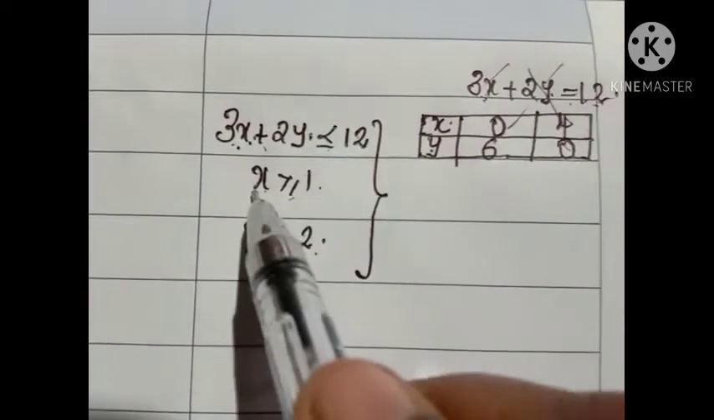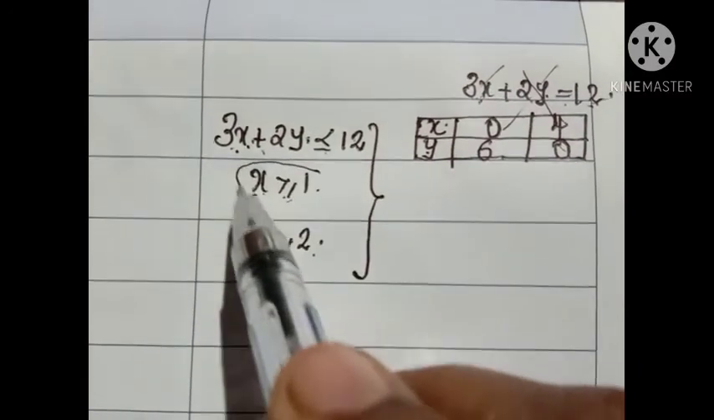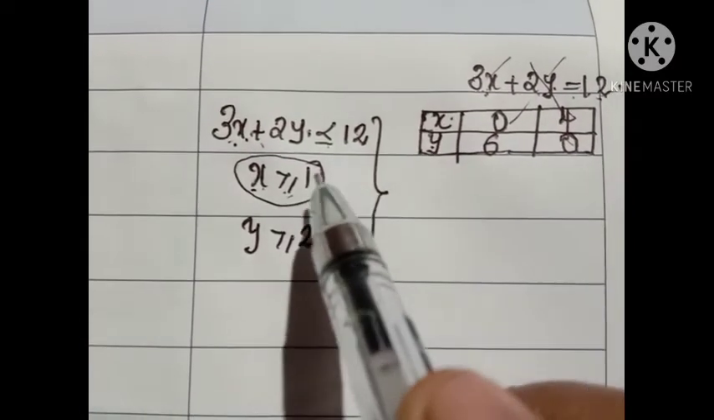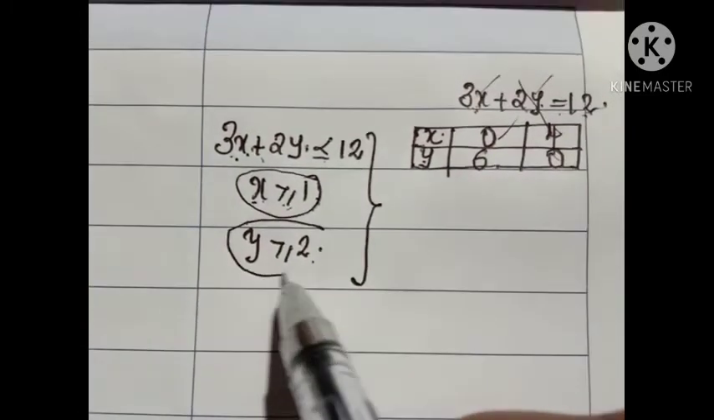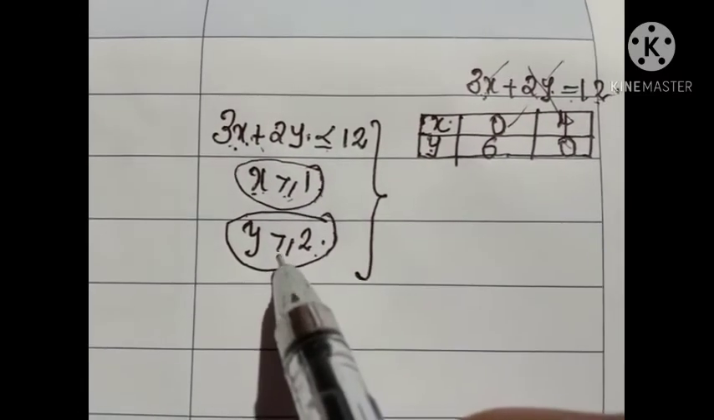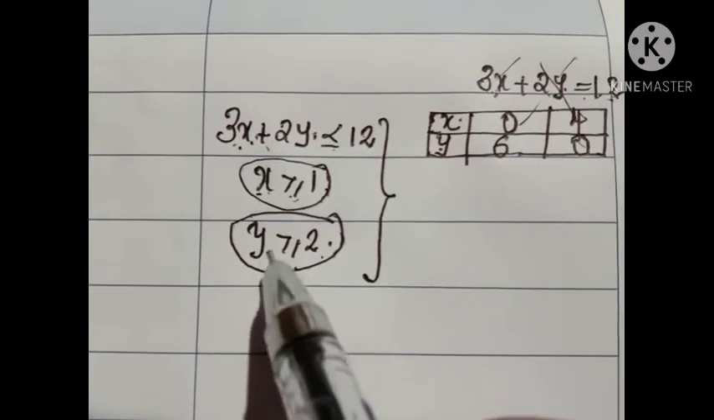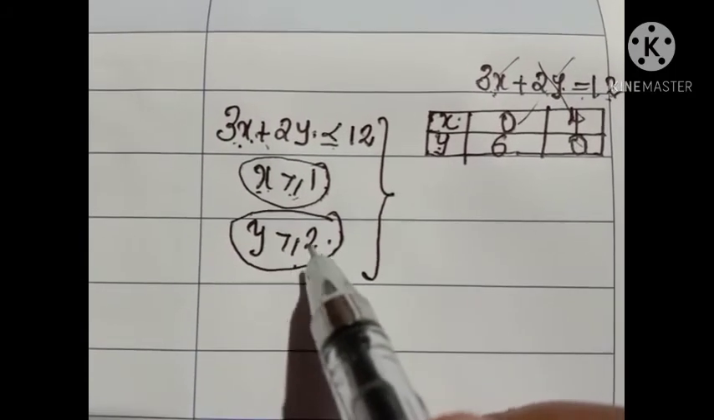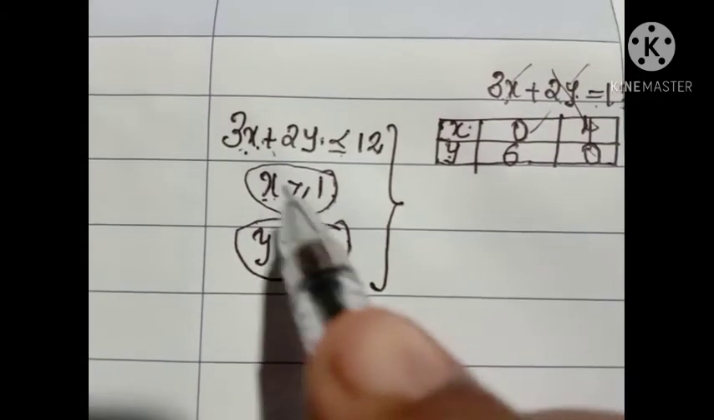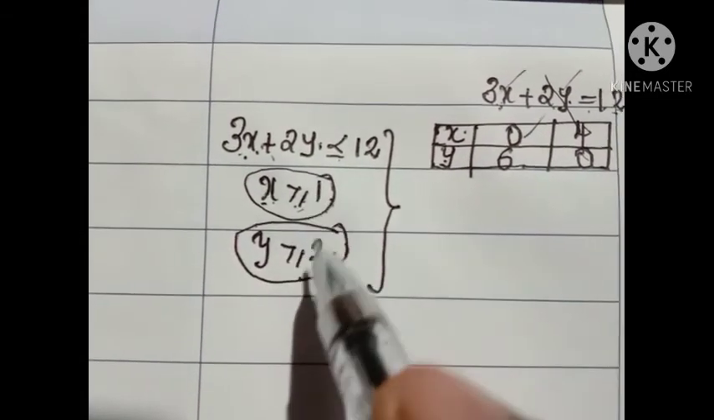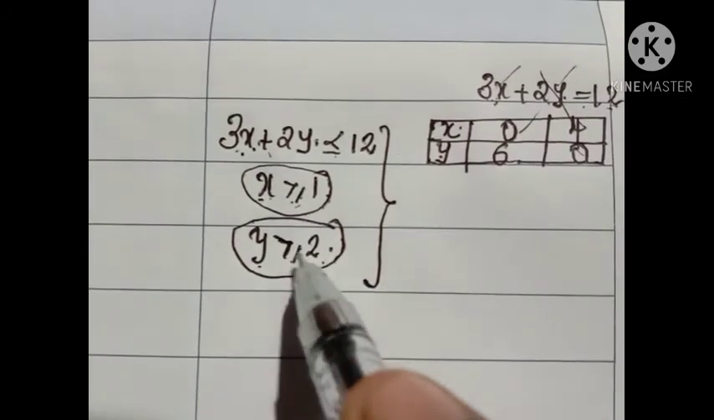Now, x greater than or equal to 1. Here there is only one variable, so no need of creating a table. Similarly, y greater than or equal to 2. Here also only one variable, and therefore there is no need of forming a table.